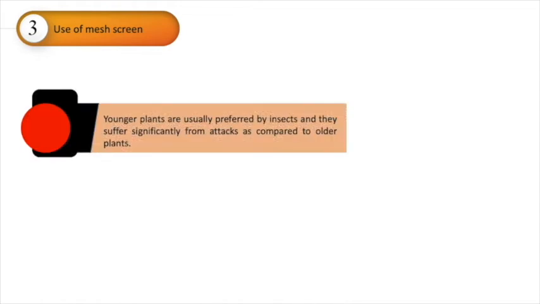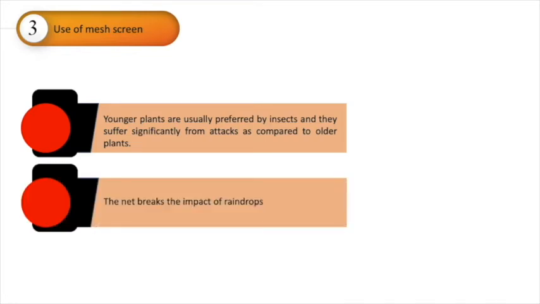Use of mesh screen: younger plants are usually preferred by insects and they suffer significantly from such attacks when compared to older plants. Therefore, a single netting over the plants during the first 30 to 45 days of their growth can reduce pest damage. Also, the net helps diffuse sunlight, thereby improving the quality of some vegetables. Finally, the net breaks the impact of raindrops, thus reducing physical damage to the plant and reducing soil erosion from the beds.